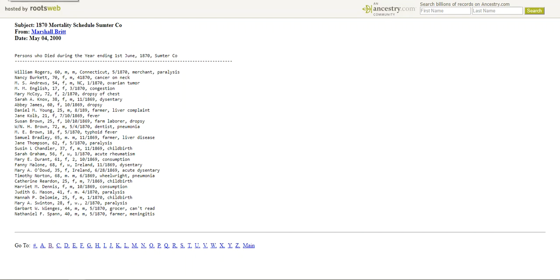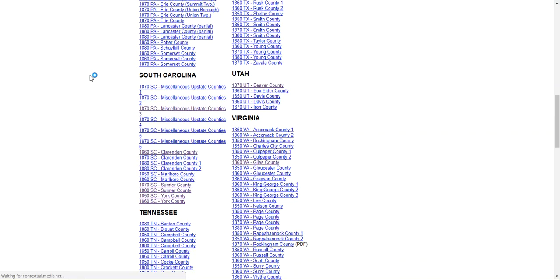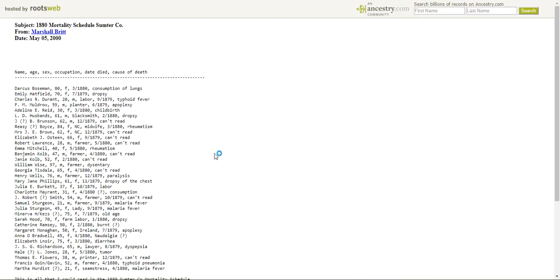So again, if you know the area that your family is concentrated in, if you know that they lived in Sumter County, South Carolina, or York County, and you had slaves in your family, there are very good chances that you will have people on these mortality schedules. Let's just look at one more in Sumter County. Let's look at that 1880. And here we have more.